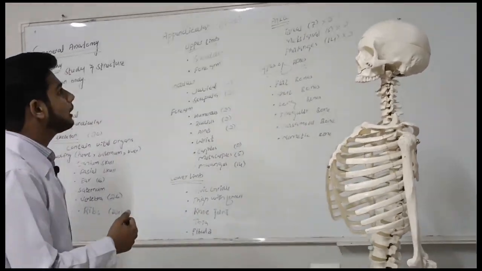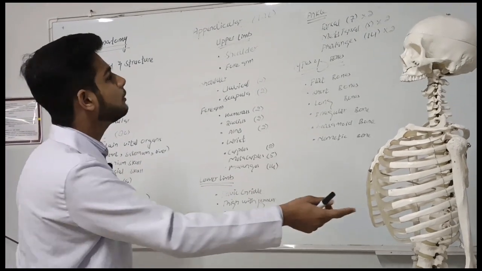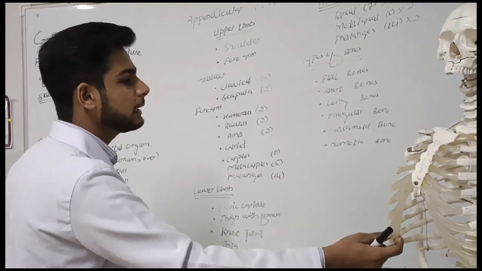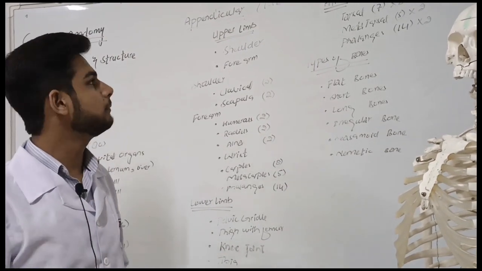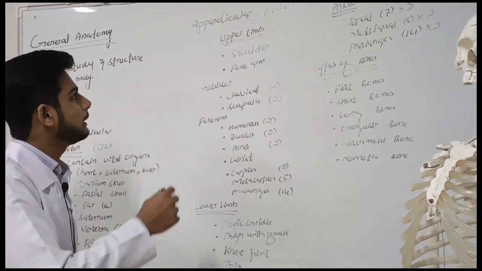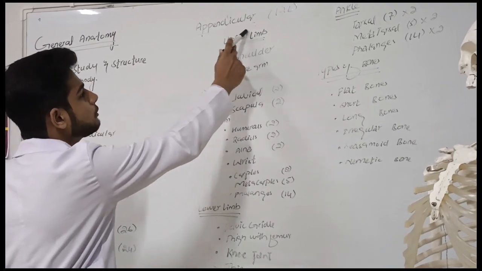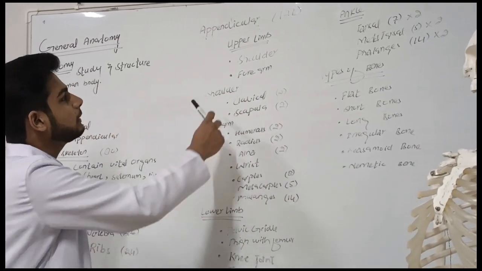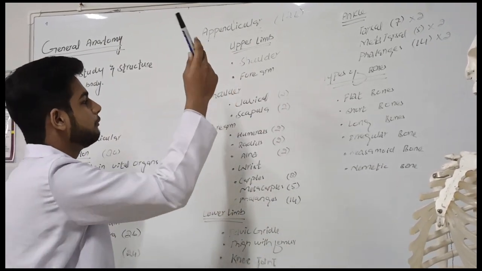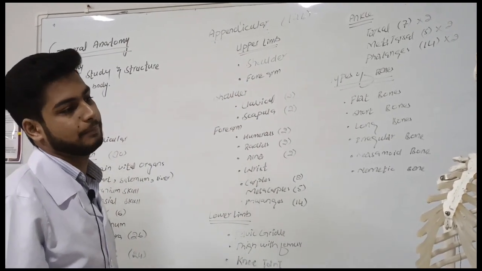Now we discuss the appendicular skeleton. What is the appendicular skeleton? The appendicular skeleton is mainly present in the upper limb and lower limb. We discuss the parts of the upper limb, and the features and structures of the upper limb.